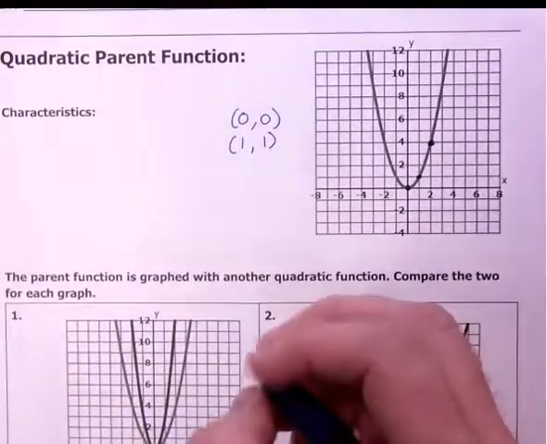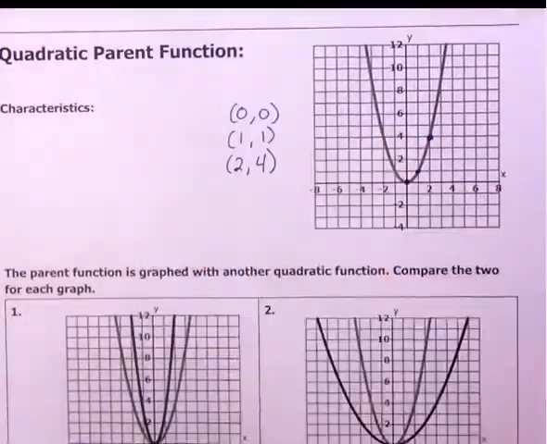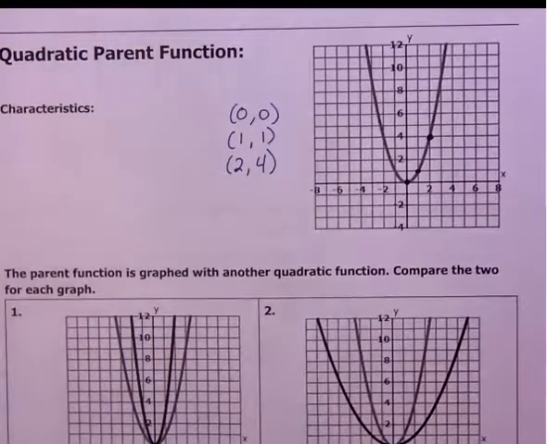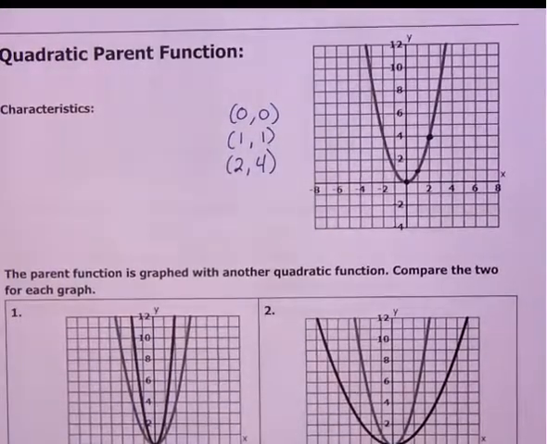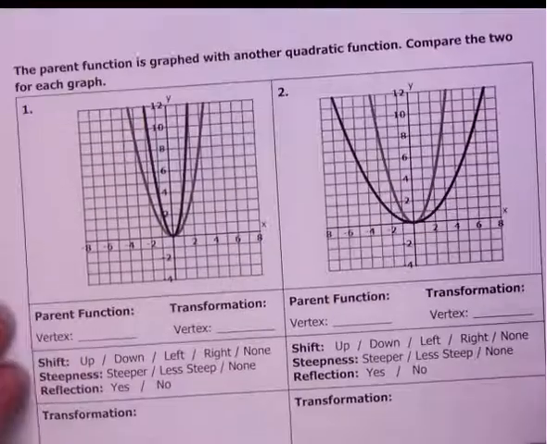So 0, 0, 1, 1, 2, 4. It's just a pattern that it follows every single time. So even if it's shifted around, it will always follow this: 0, 0 would be your vertex, over 1, up 1 would be your next point, and 2, 4 would be your third point. Alright, let's check out the different types of transformations.